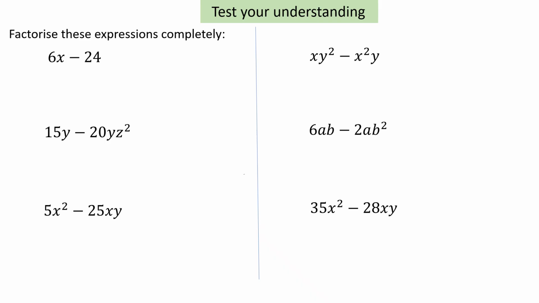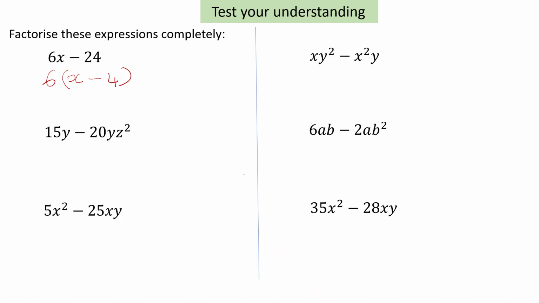Pause this video, guide yourself and test your understanding. 6x minus 24. 6 and 24, 6 is the common factor. So take 6 out of the bracket and x inside the bracket. Take away 4.